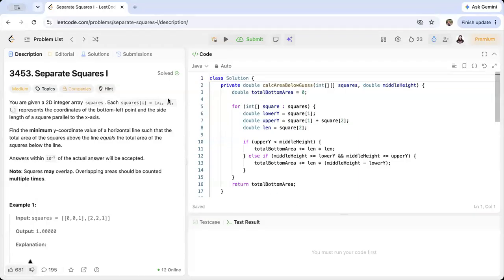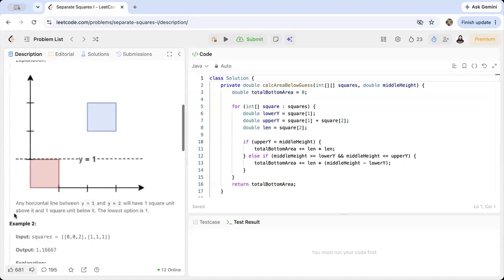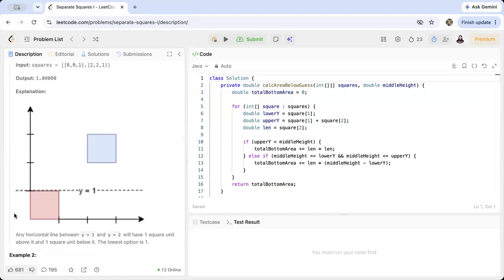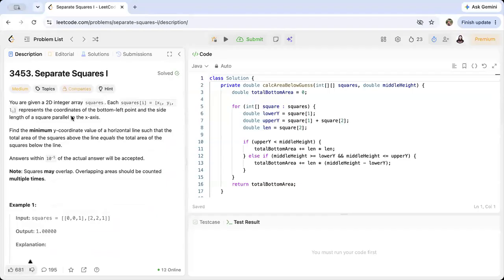Hi everyone. So in this question, we are basically given an array of squares which lie on a 2D plane and they can be scattered anywhere on a 2D plane. We are given their starting x and y coordinate along with the length, and those are basically the bottom left point and the side length of the square parallel to the x-axis.